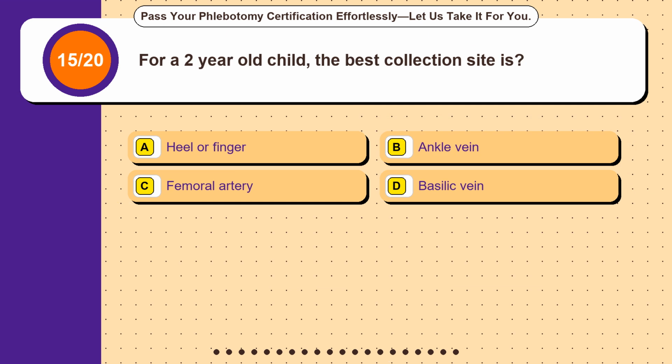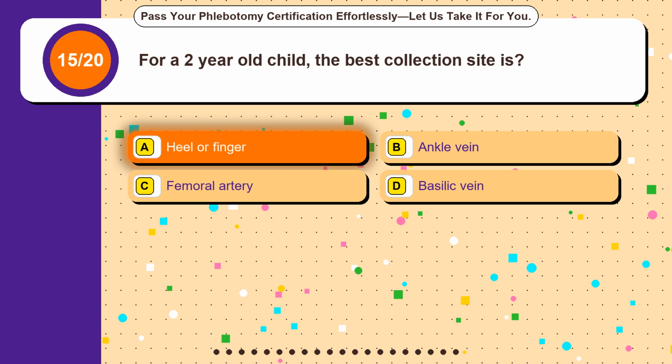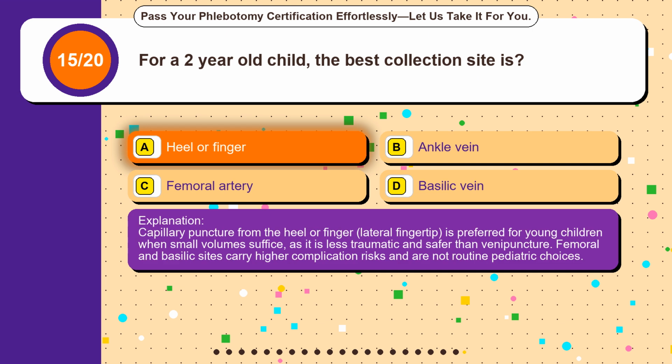Question 15. For a 2-year-old child, the best collection site is: Option A, heel or finger. Option B, ankle vein. Option C, femoral artery. Option D, basilic vein. The correct answer is option A, heel or finger. Capillary puncture from the heel or finger, lateral fingertip, is preferred for young children when small volumes suffice, as it is less traumatic and safer than venipuncture. Femoral and basilic sites carry higher complication risks and are not routine pediatric choices.